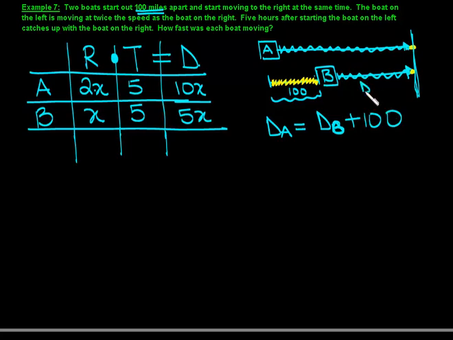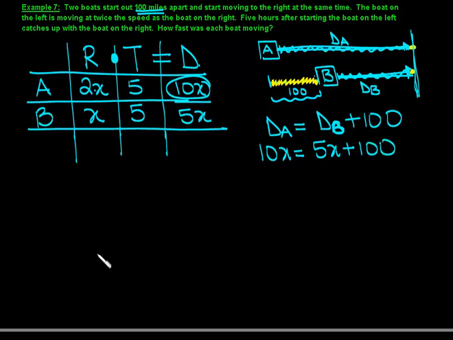You can see that from the picture. This is the distance boat B traveled. This is the distance boat A traveled. This distance should equal this plus this 100 miles that they were apart. What is the distance boat A traveled? That's this number. This is my distance column. That's my row that reflects A. So that would be 10x should equal 5x plus 100.